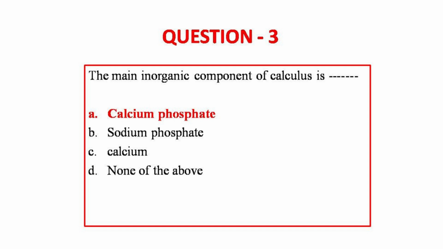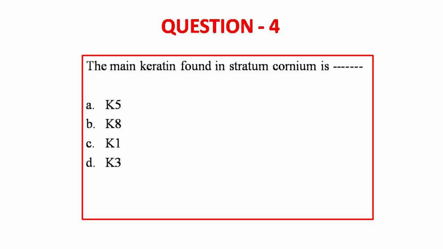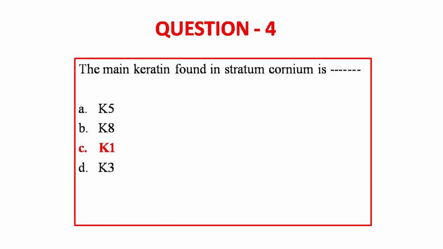So moving on to question number 4. The main keratin found in stratum corneum is, they've given 4 options: K5, K8, K1 and K3. The answer to this question is K1. The main keratin found in stratum corneum is K1.